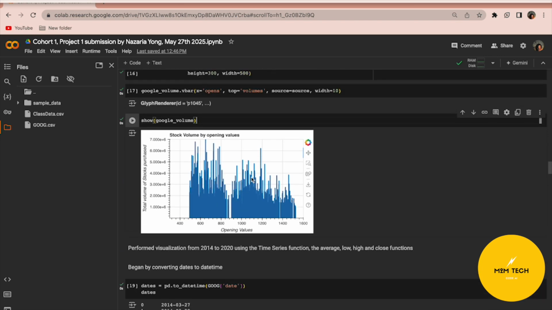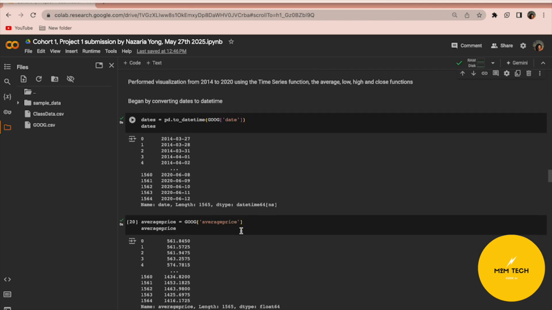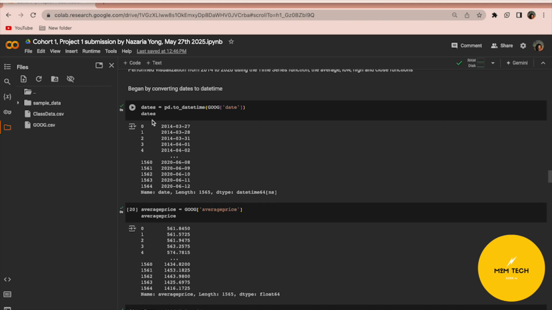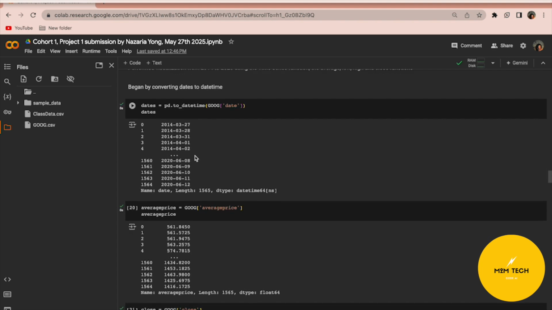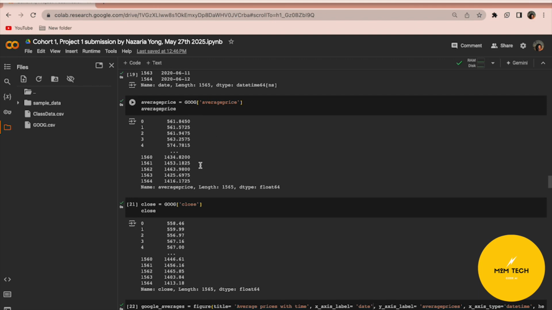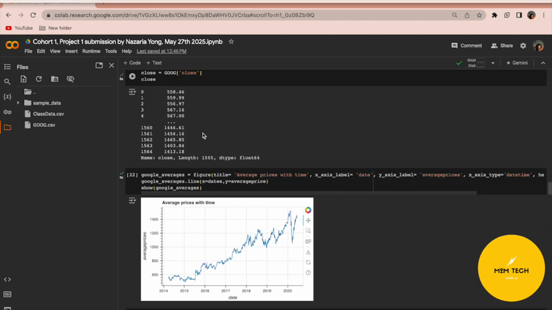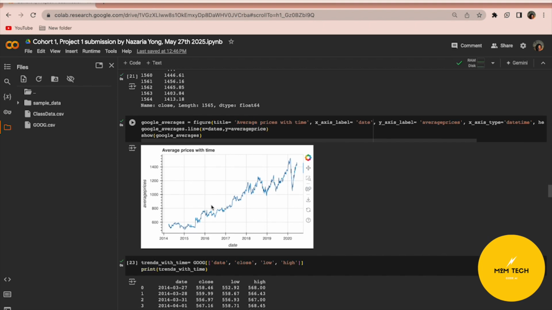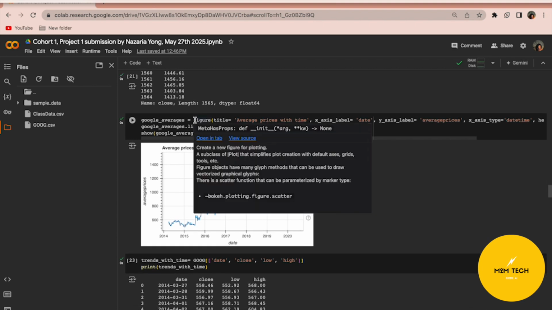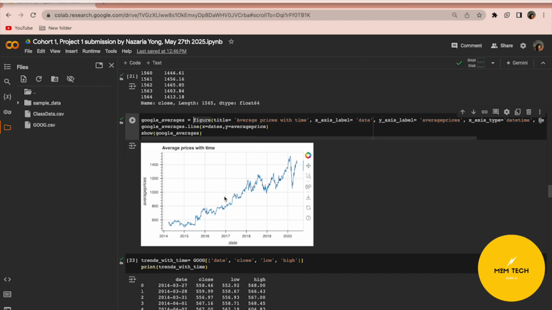So that was it for a comparison of total volume and the opening values. Then I wanted to use the time series function to compare trends with time so I could answer the rest of the 3 questions I asked above. To begin with, I had to convert the dates into date time, and then I pulled up my average price, the close values, and I used the figure function for average price and the date.